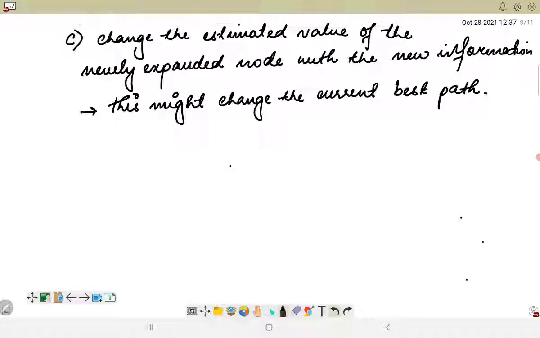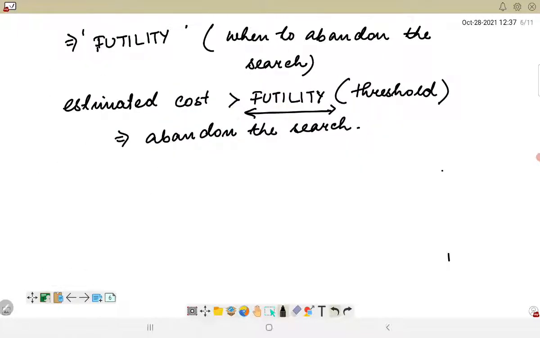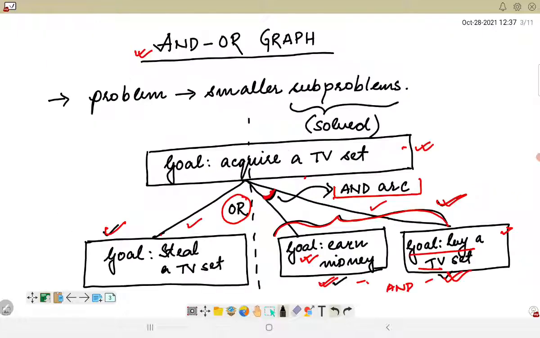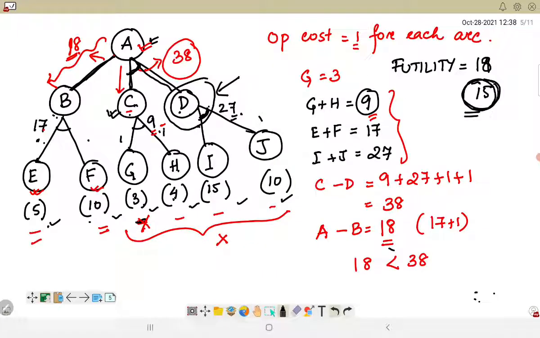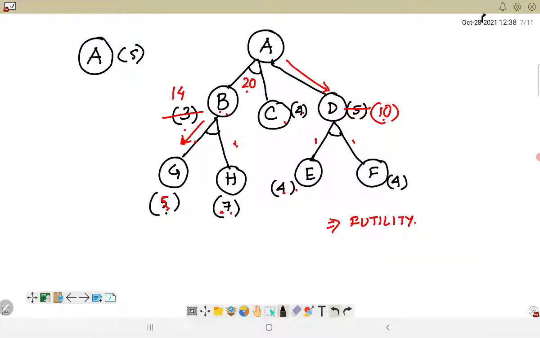So this is all for today's session. We talked about how this AND-OR graph works, and how best first search is basically not the right way in order to solve these kinds of problems which have multiple subgoals which are associated with each other in the form of AND arcs, and how we can solve this. And how the search shifts from one best path to the other best path until and unless it finally solves the main purpose. So that is all for today.